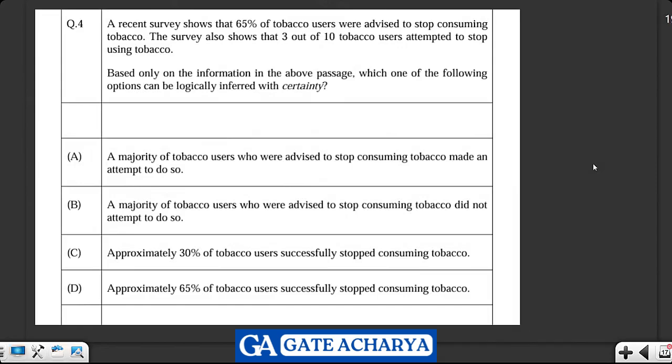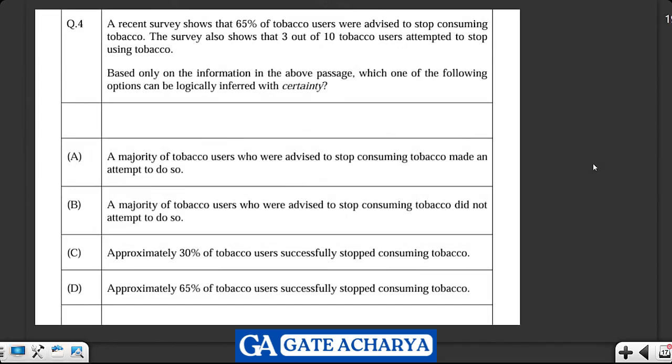So obviously 65% is not correct, because you can see that only 3 out of 10 tobacco users tried to stop. Even option C is also not correct. See, they attempted to stop, and option C is claiming that they completely stopped using tobacco. No, they made an attempt to stop. There's a difference between attempting to stop and completely stopping. Okay, so that's why option C is not right. So the answer lies in either option A or option B.